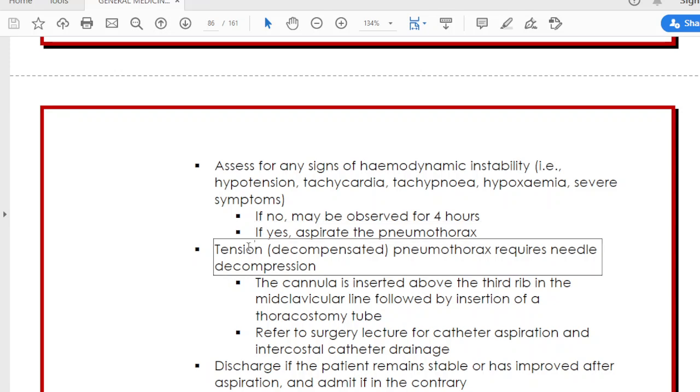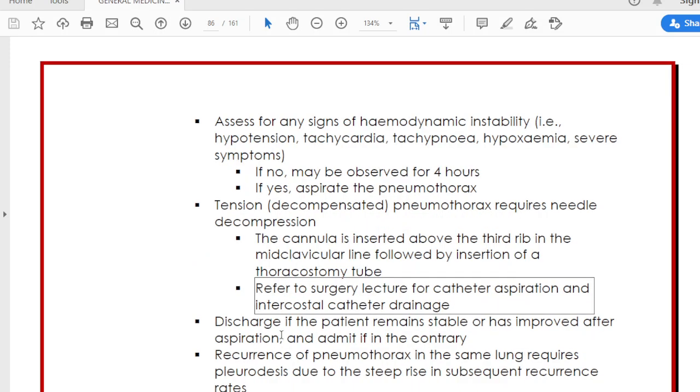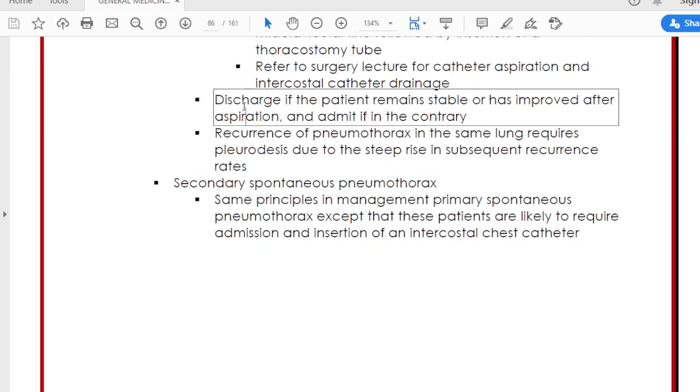Tension, decompensated, pneumothorax requires needle decompression. The cannula is inserted above the third rib in the midclavicular line followed by insertion of a thoracostomy tube. Refer to surgery lecture for catheter aspiration and intercostal catheter drainage. Discharge if the patient remains stable or has improved after aspiration, and admit if in the contrary.